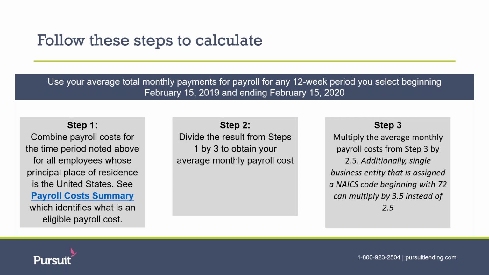If you are a business which is assigned a NAICS code beginning with 72, these are businesses in the food service and accommodation industries, such as restaurants and hotels, the calculation is a maximum of 3.5 times as opposed to 2.5 to increase the maximum loan amount for the PPP loan for these specific industries.